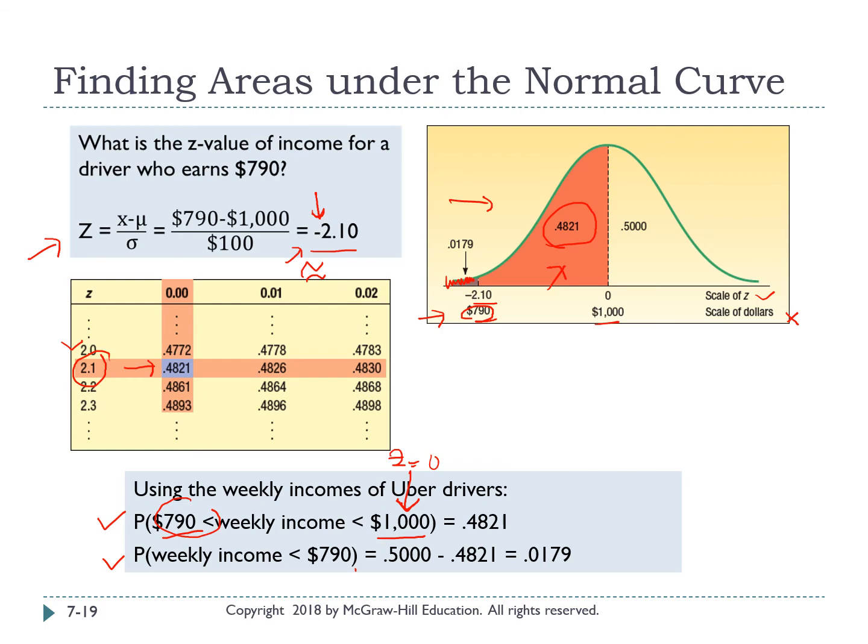So how to find this small area? As I mentioned to you, half of this diagram will give you the value of 0.5. Since you have computed the first part, you have to minus 0.4821. That will give you the remaining small area, which is 0.0179. Okay?